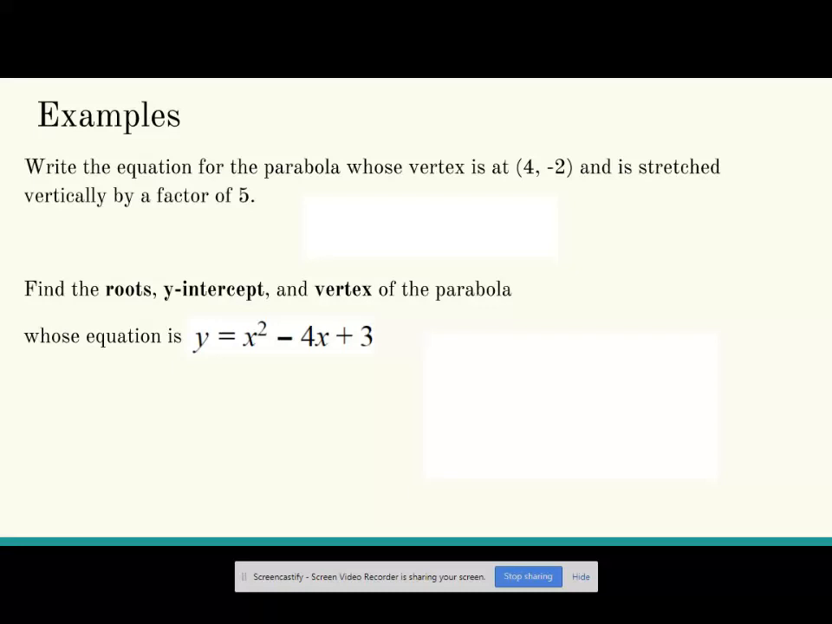For the second one here, I've given you an equation in standard form. I'd like you to try and find the roots, the y-intercept, and the vertex of that parabola. Pause it, try this on your own. I'm assuming you paused it. I'm assuming you tried it on your own.